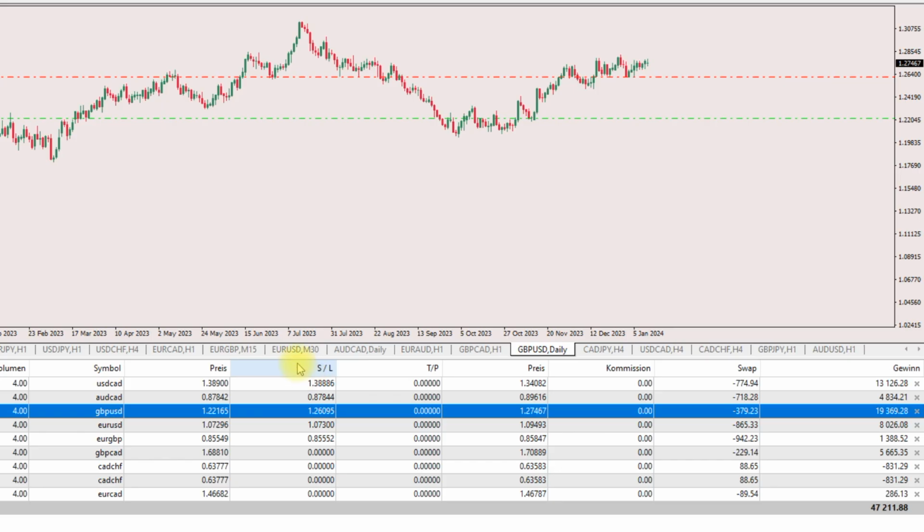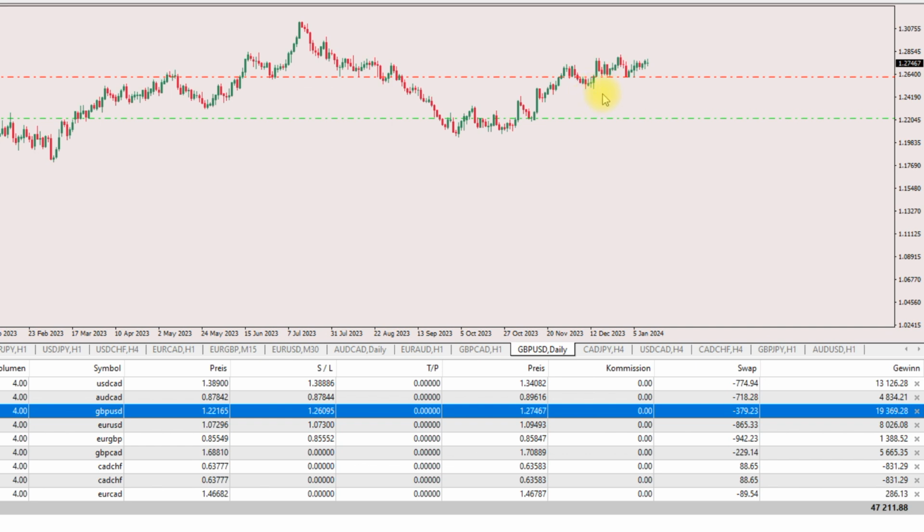So here I jump to our trading platform MetaTrader 4, and here you see the Great British Pound US dollar, and here is the chart to it. So we entered the market here right at this level at 1.22165, and then the market developed into our long trading direction. And of course, we didn't leave the stop loss below there.